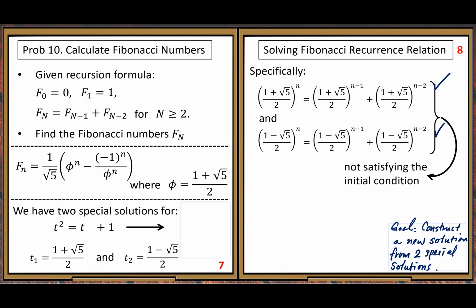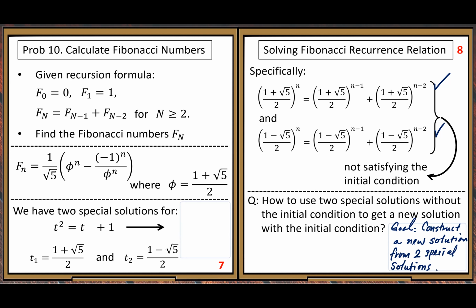There is a simple idea in math, very simple. But if I do not show you this simple property, it's hard to imagine the construction. The question is, how to use two special solutions without the initial condition to get a new solution with the initial condition. That's what we are going to do.